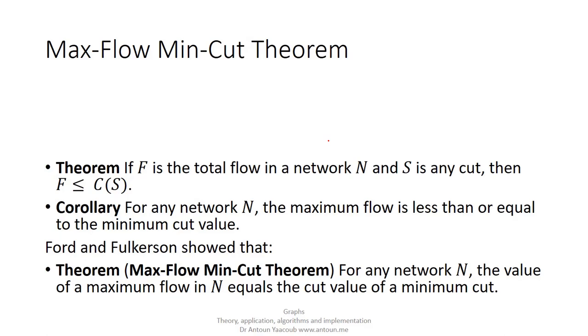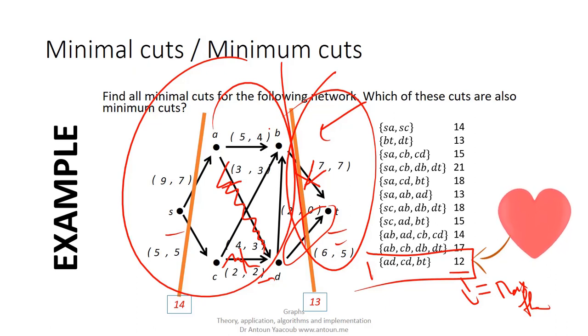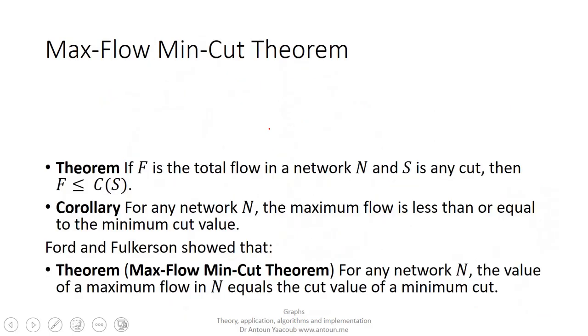Any cut S partitions the vertex set into two sets X and Y. As we have seen, we have two parts: this part and this part. The set X consists of all the vertices that S can reach, and the set Y consists of all other vertices. Thus every arc of the cut is incident with a vertex in X and a vertex in Y. We will say that C of S denotes the cut value of the set.